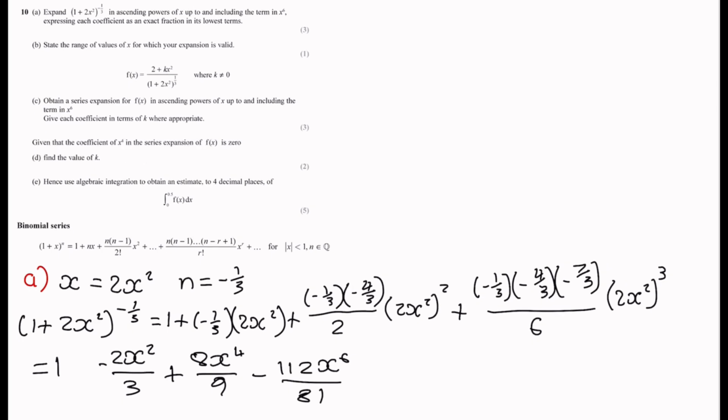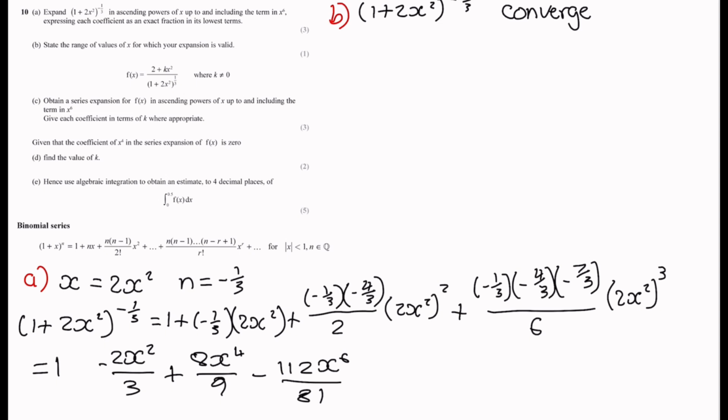Part B. State the range of values of x for which your expansion is valid. So we are expanding 1 plus 2x squared to the power of minus a third. For it to be valid, we need it to converge to a certain number. If it diverged, that means the value of our expansion would just get bigger and bigger and bigger. Okay, so we need it to converge.